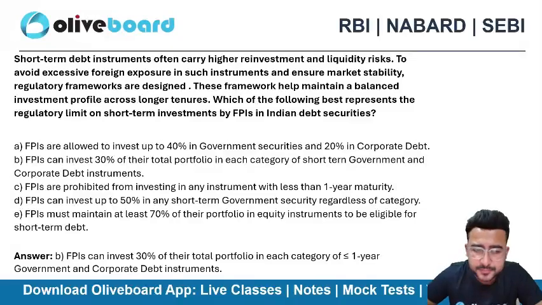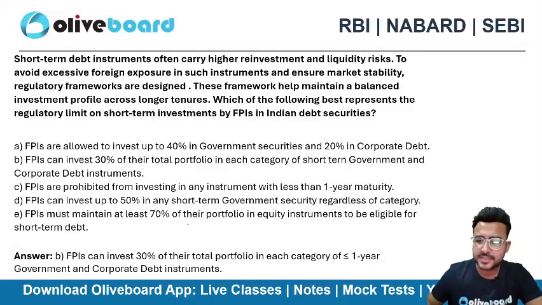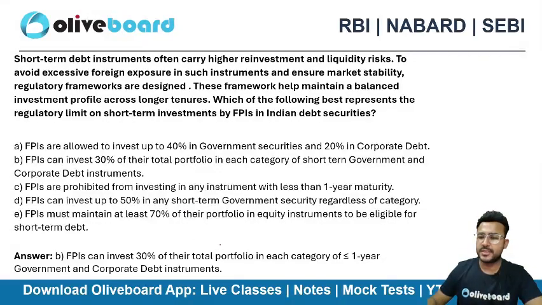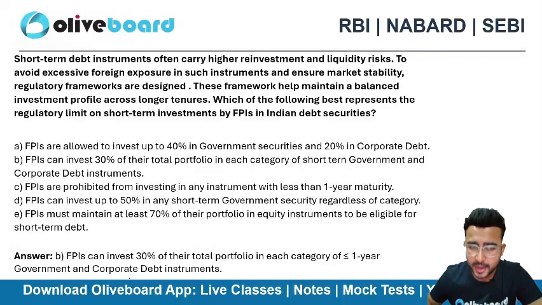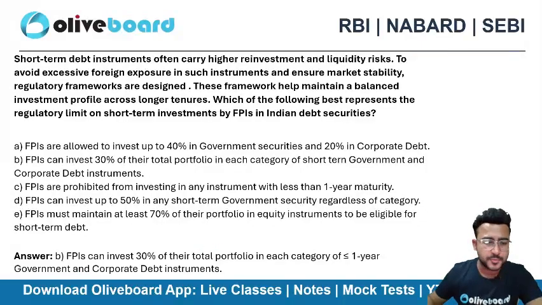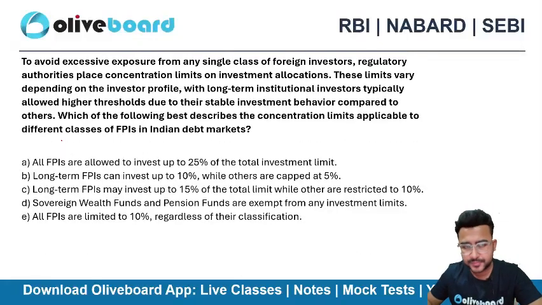The correct choice here is option B. FPI can invest 30% of their total portfolio in each category of less than 1 year government and corporate debt instruments. So option B here is the correct choice, right?